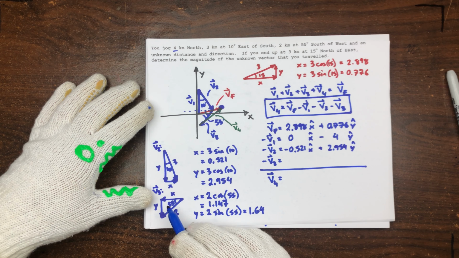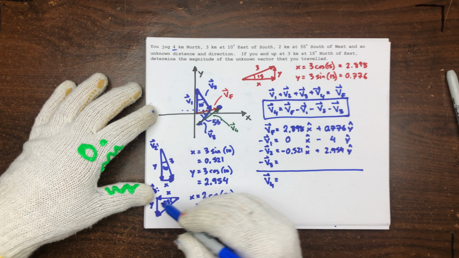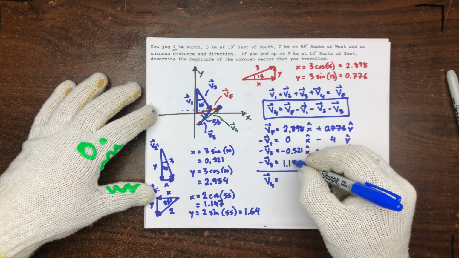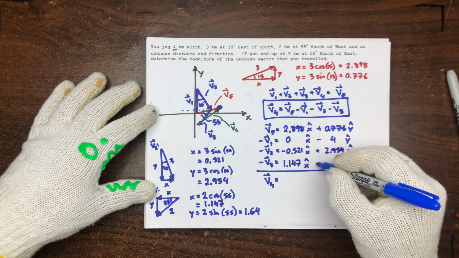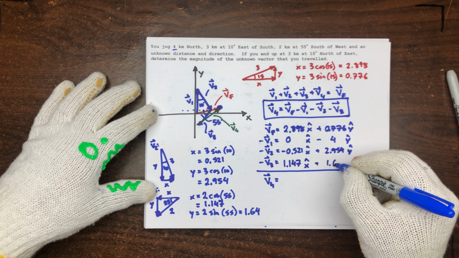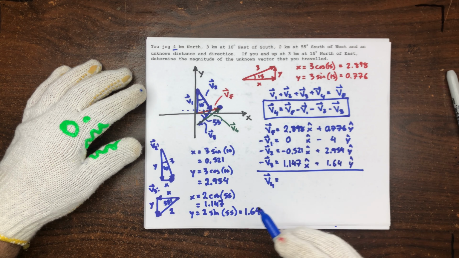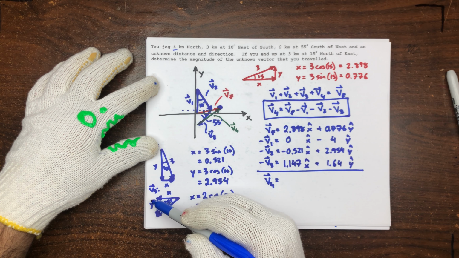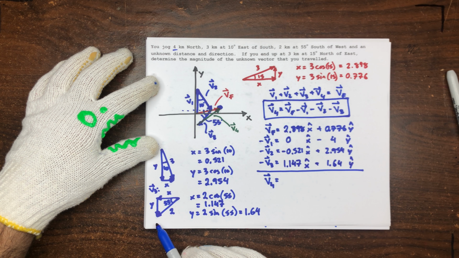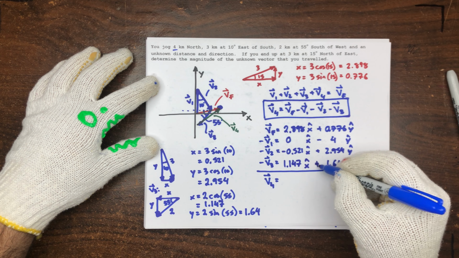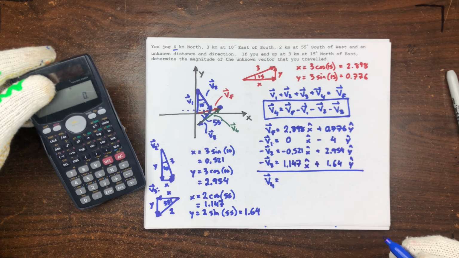Here's my vector 3. Negative x has become positive x, so it's going to be 1.147 x hat, and negative y becomes positive y, so plus 1.64 y hat. Let me just check that. I have to make sure. It's negative x, so it's positive x, yeah. And negative y becomes positive, yeah. I'm good with that.